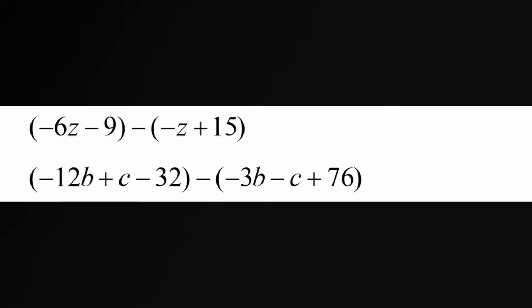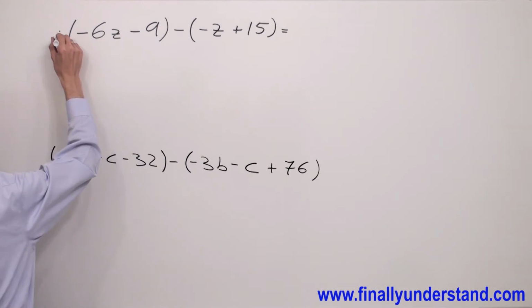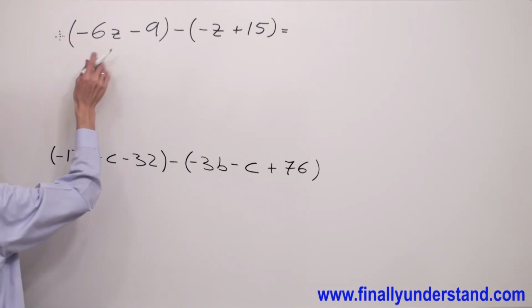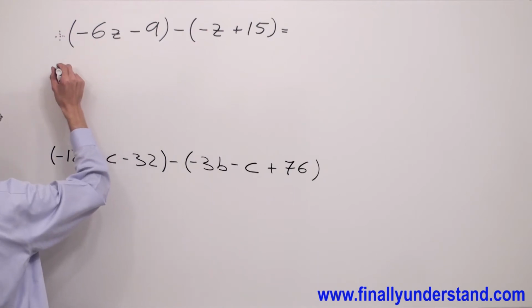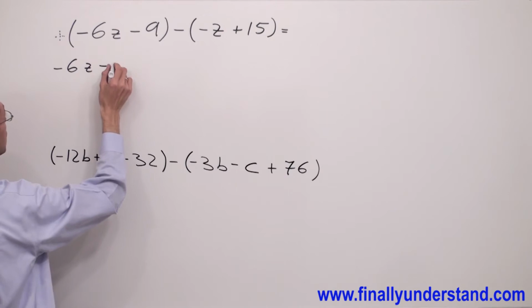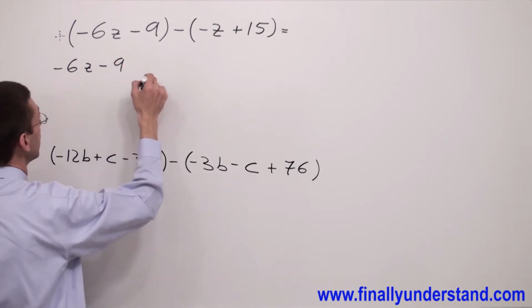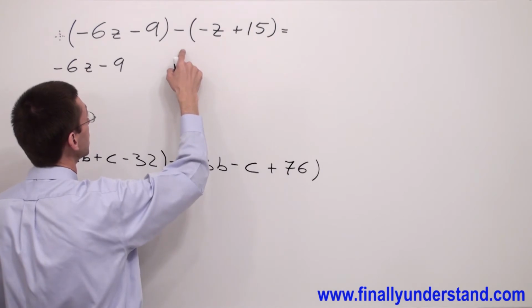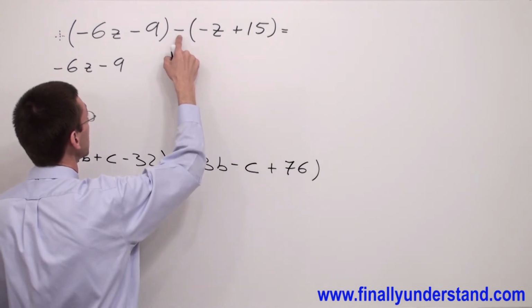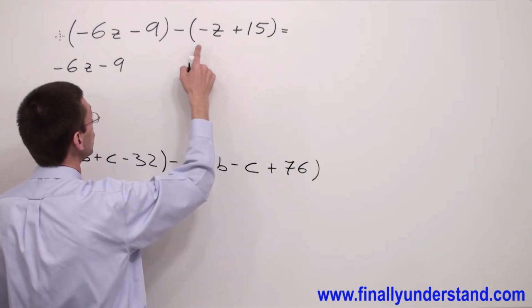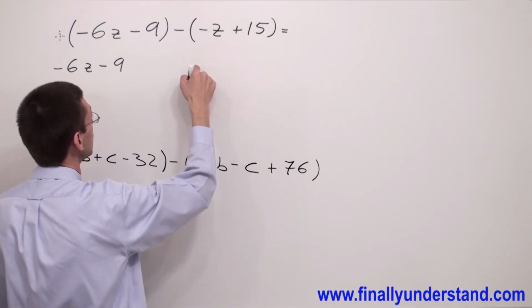Anytime we do not have any sign at the front of the parentheses, there is always an invisible positive sign. Anytime we have a positive sign at the front of the parentheses, we just remove the parentheses. So I have minus 6z minus 9. In this case, I have a negative sign at the front of the parentheses. Anytime I have a negative sign at the front of the parentheses and I want to remove the parentheses, I have to change every single sign inside of the parentheses.